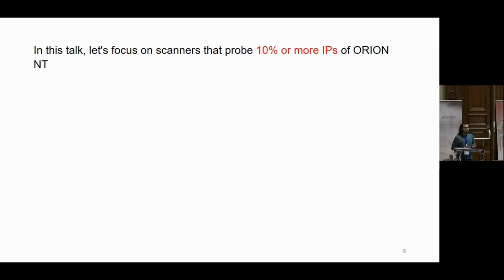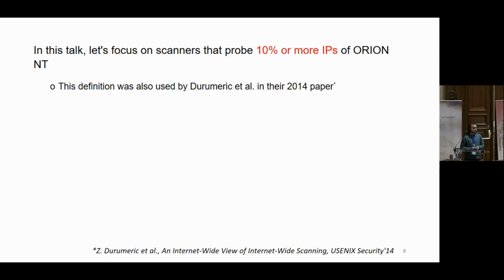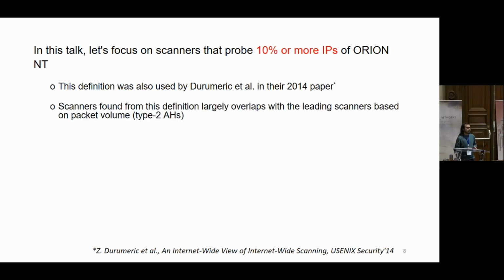However, in this talk, I'll focus just on our first type of aggressive hitters. That is the ones who scan 10% or more IPs of Orion Network Telescope. Note that this definition was also used by Durumeric et al. in their 2014 paper, An Internet-Wide View of Internet-Wide Scanning.